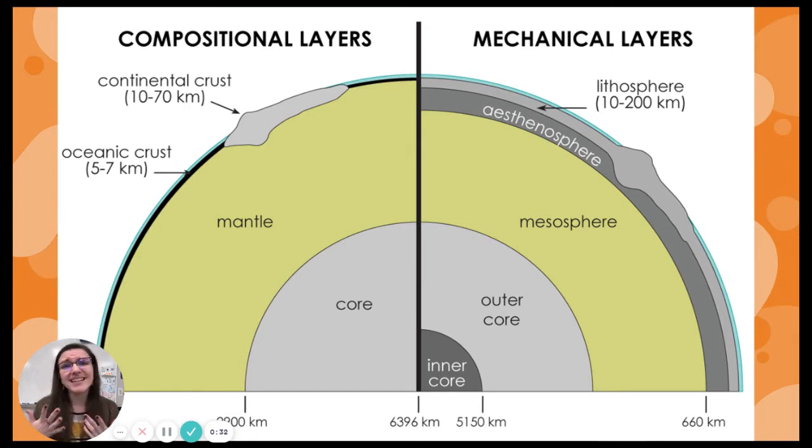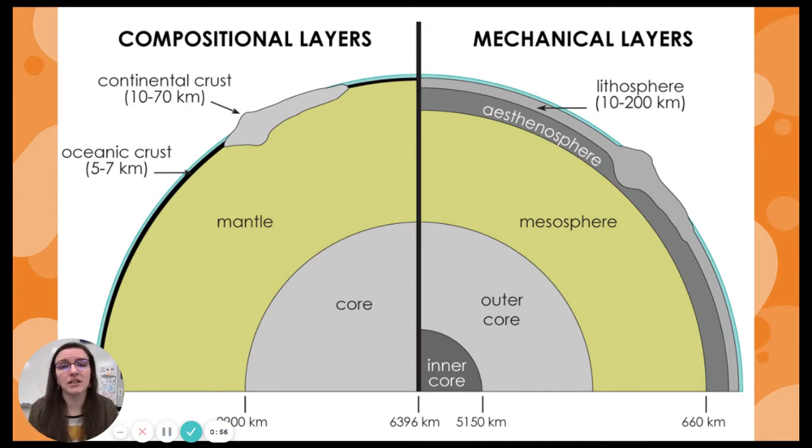So we've kind of used these interchangeably, and lots of times we will continue to do so, but I want to make the distinction now. The compositional layers are just crust, mantle, core. The most simple, there are three different types of rock, essentially. The mechanical layers get a little more detailed. There are five mechanical layers.